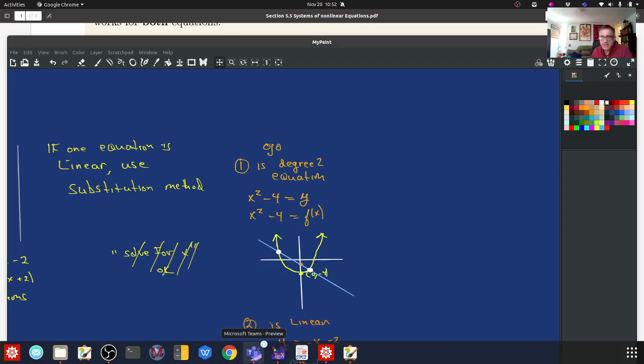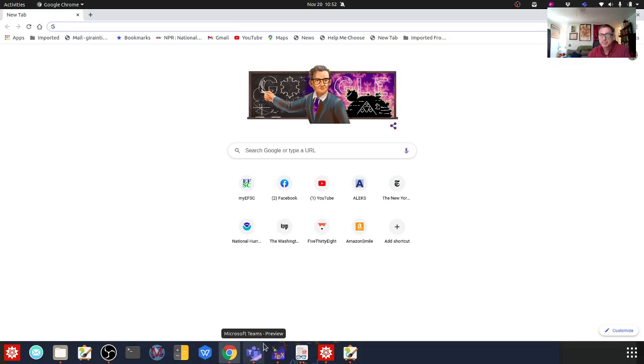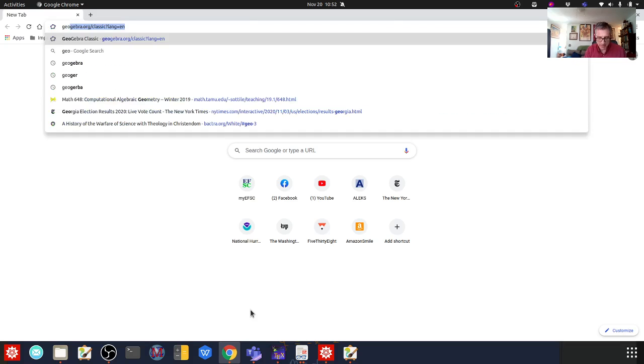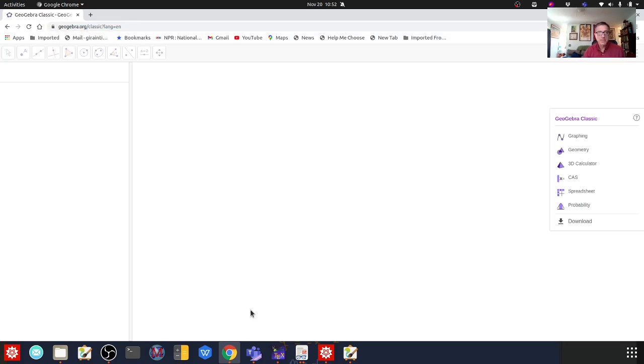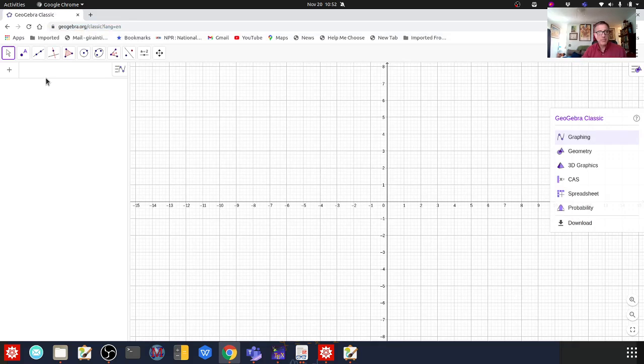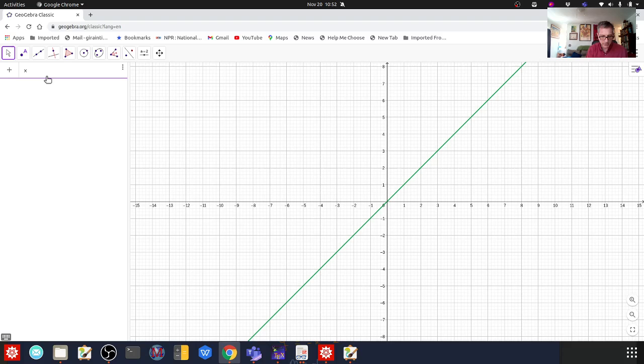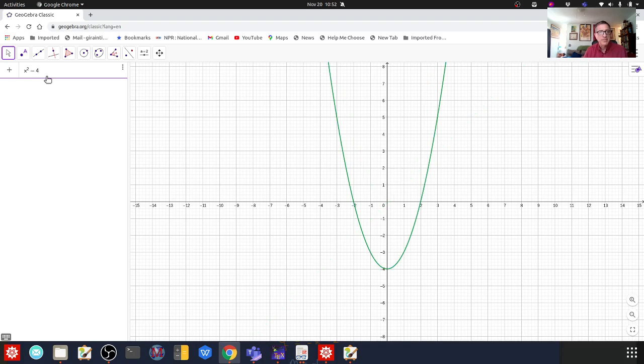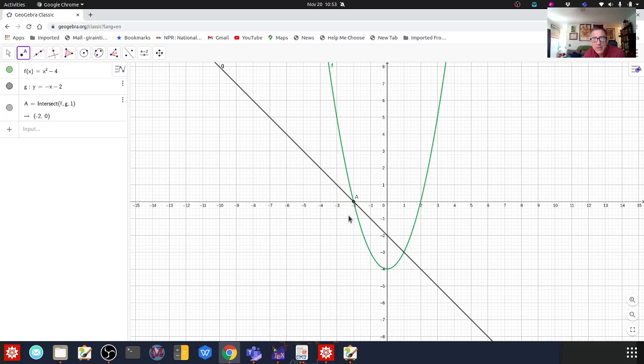We can actually check that out. If we go to Geogebra, it might be helpful for you to see this. And one of the equations was x squared minus y is equal to 4. And the other equation was y is equal to minus x plus 2. And right there we have our two solutions. Minus 2 and 0.